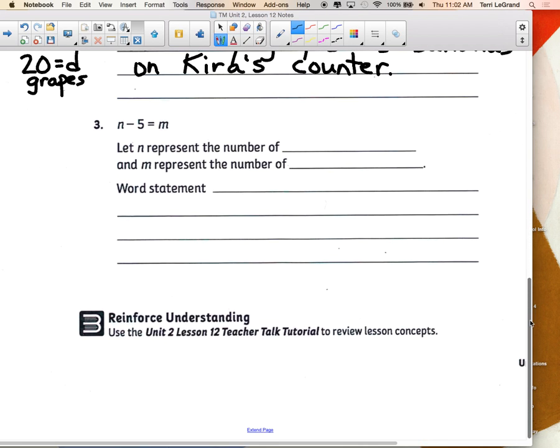Okay, next one, our last one. We got an N and an M. We're taking 5 away from something and ending up with something else. You're giving 5 of something away and ending up with something else. I don't know. Help me out. Sam? Horses and cows. Okay. Can horses be the N? Is that okay? Number of horses will be N, and the number of cows will be our M.